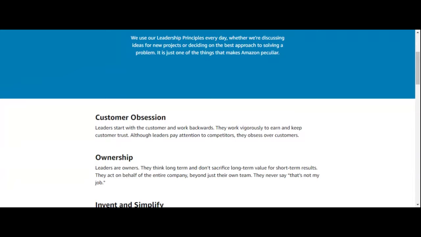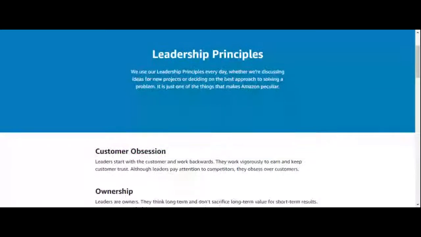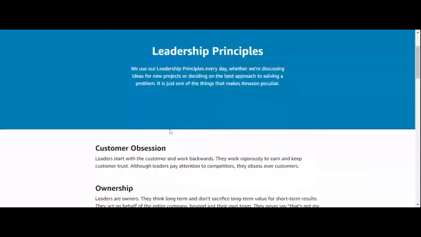So they have customer obsession, their leadership, and they call it leadership principles. We use the leadership principles every day, whether we're discussing ideas for new projects or deciding on the best approach to solving a problem. It's just one of the things that makes Amazon peculiar. And I think Amazon is a very market culture, a very driven market, but having the people in the right structure and the right environment and the right offices and desks, and then trusting their people and empowering the people helps them to have the success that they have.